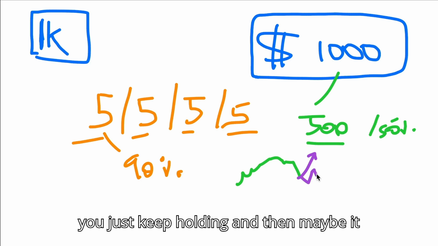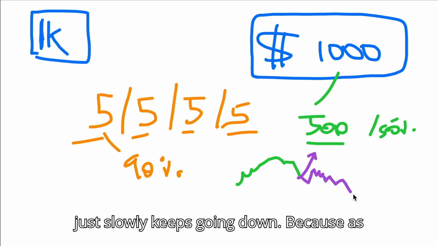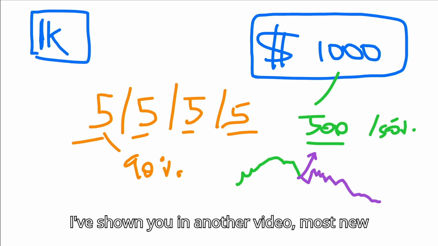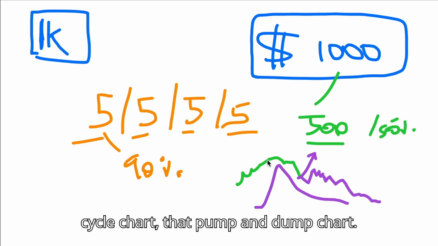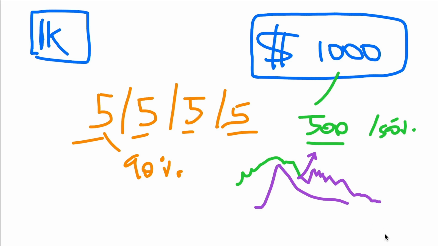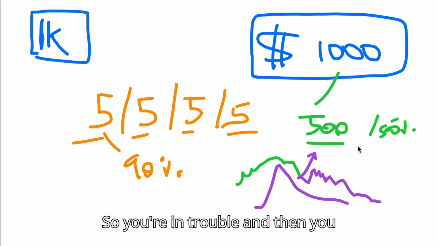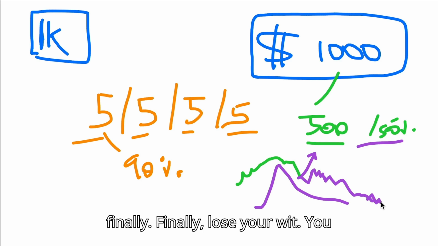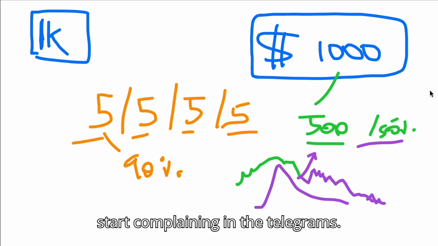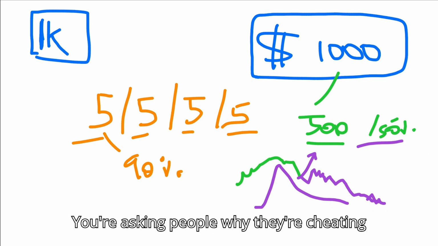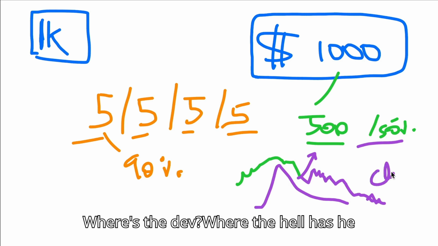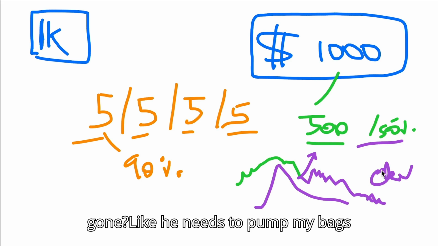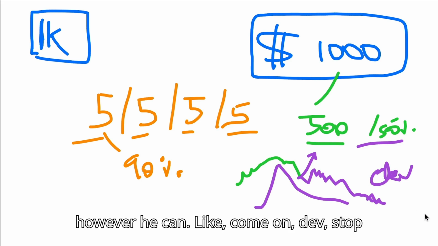So you just keep holding, and then maybe it goes up a bit, down a bit, but then it just slowly keeps going down because, as I've shown you in another video, most new launches will have that pump and dump cycle chart. So you're in trouble. And then you finally lose your wits. You start complaining in the Telegrams. You're asking people why they're cheating, and why is everybody selling, and where's the dev? Like, where the hell has he gone? He needs to pump my bags however he can. Come on, dev, stop being annoying.